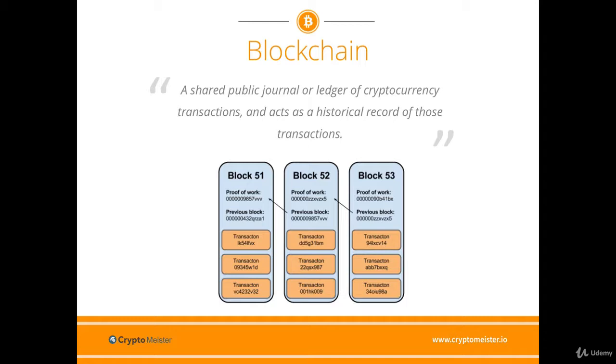A blockchain itself is a file, a shared public journal or ledger of cryptocurrency transactions. And it acts as a historical record of those transactions, from the first block in the chain to the last, continuously growing. A blockchain protocol runs on a peer-to-peer network of computers that all run the protocol and hold an identical copy of this ledger. Whilst it is public and therefore everyone can inspect a blockchain, no single person can control it. It is cryptographically secured from being tampered with.